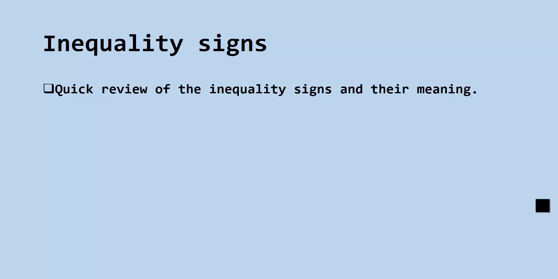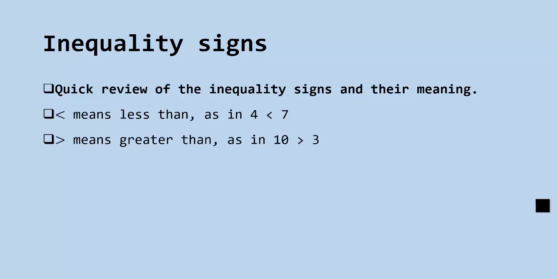In this lesson, we're going to learn how to solve inequalities. First, let's do a quick review of the inequality signs and their meanings. This symbol first means less than, as in 4 is less than 7. The second symbol, read left to right, means greater than, as in 10 is greater than 3.